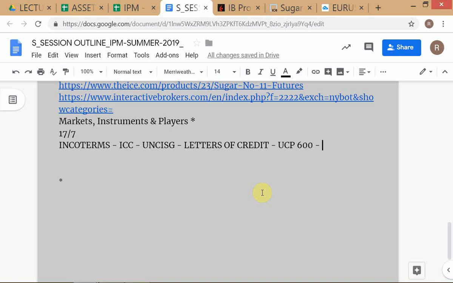It's like Windows 10. Okay, so 600 is like 10. UCP-600 is just the latest version of the documentation that governs this entire intricate process of letters of credit. Somebody's going to open a letter of credit, some bank is going to confirm it, another beneficiary. Advising bank, confirming bank is high technical jargon, which we'll just ignore.